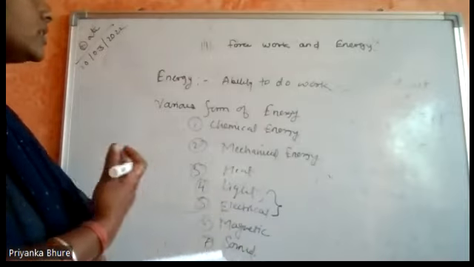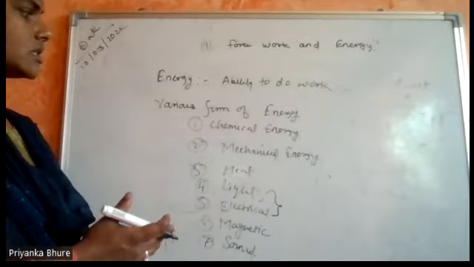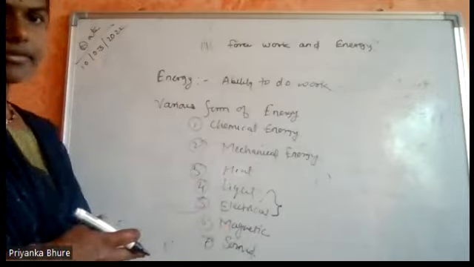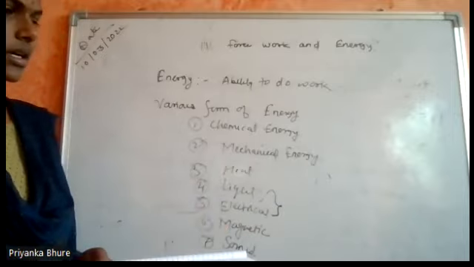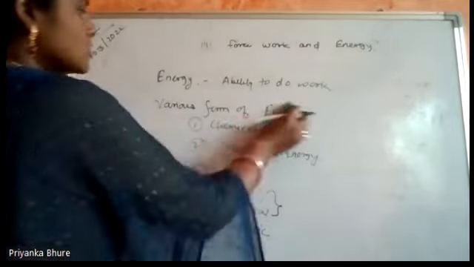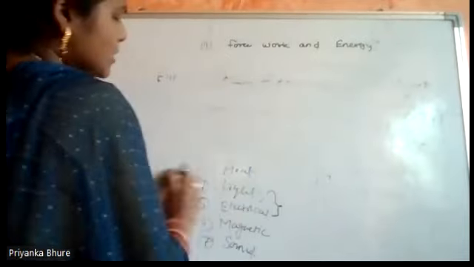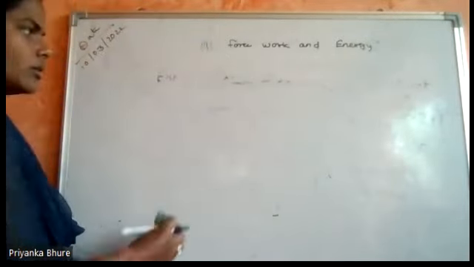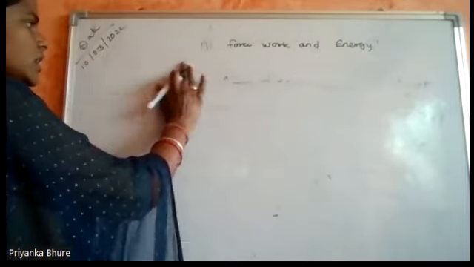Now next, what are the sources? These are the forms; now, these kinds of energy, where are we getting them from? Okay, so these are the sources of energy. In sources of energy, first comes the sun. Okay, the sun is the main source of energy on our earth.